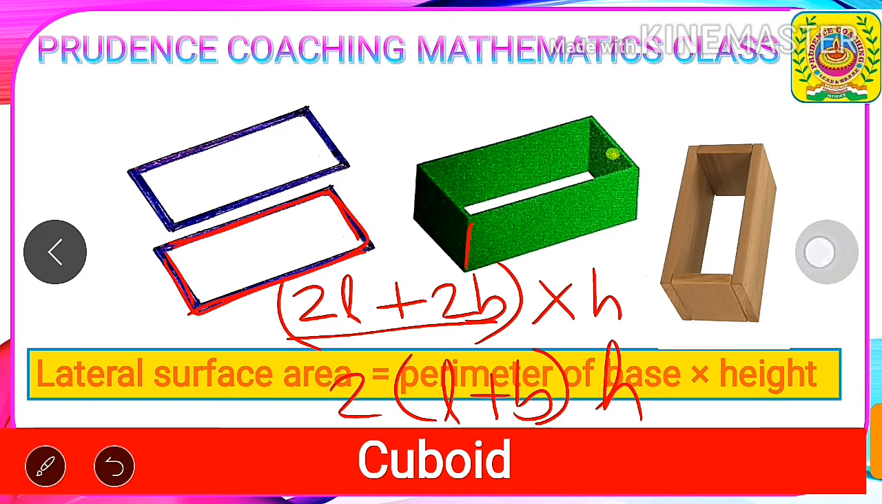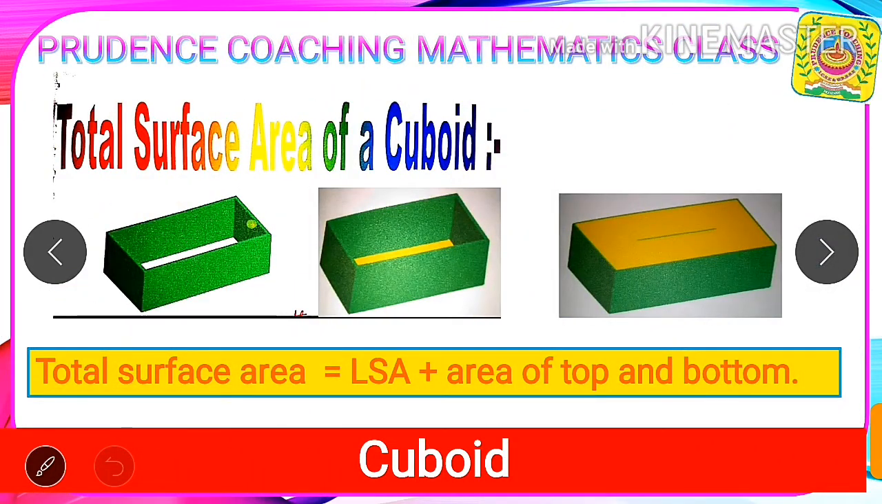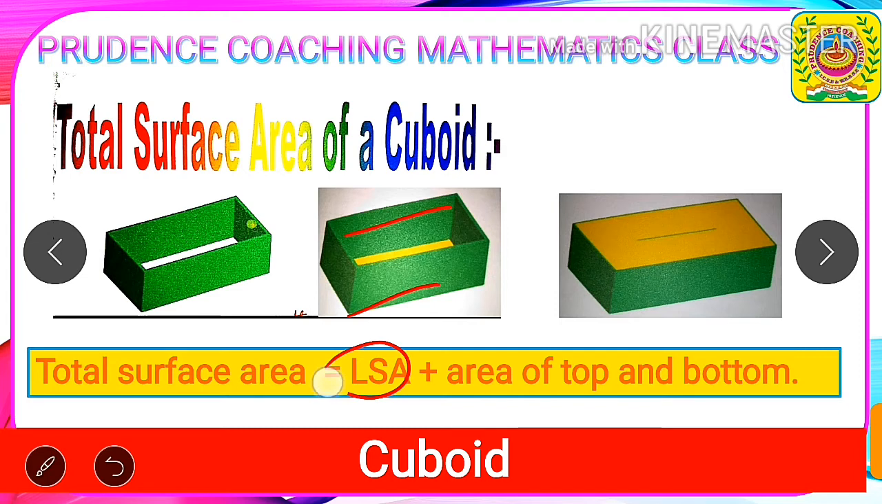Now students, we will learn about total surface area. If we add the top and the base to the lateral surface area, or you can say if we add the floor and the roof of your room to the lateral surface area, then you will get the total surface area. So we will write the formula of lateral surface area, and the area of the roof and the area of the top we are going to add with lateral surface area to get the total surface area.